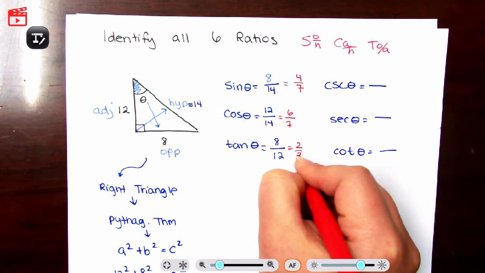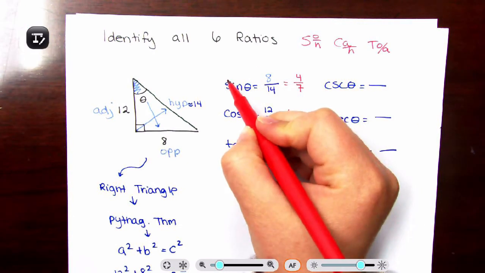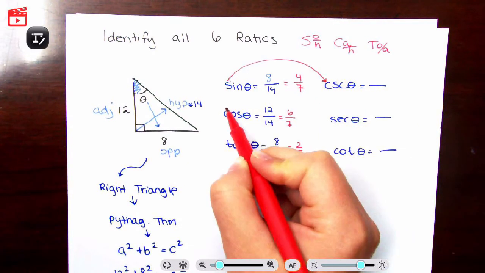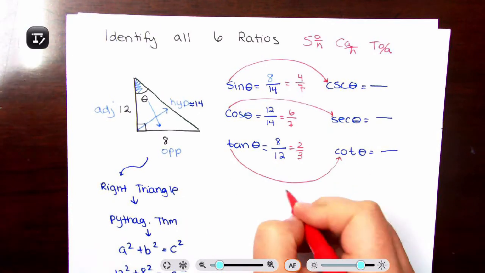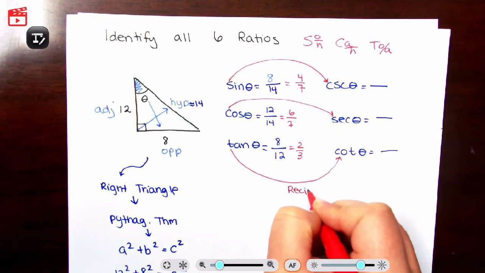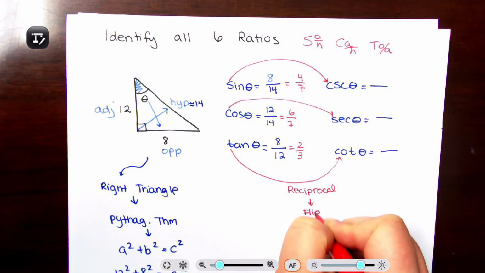And we have 2/3. Now that we have our sine, cosine, tangent, we can flip those reciprocals. Sine goes to cosecant, cosine goes to secant, and tangent goes to cotangent. And again, these are reciprocals, which means you flip the fractions.